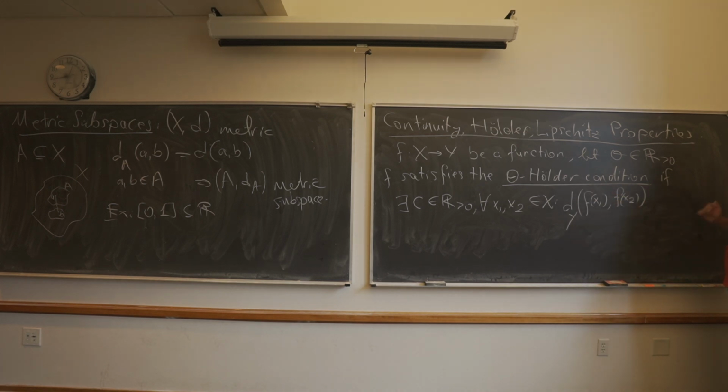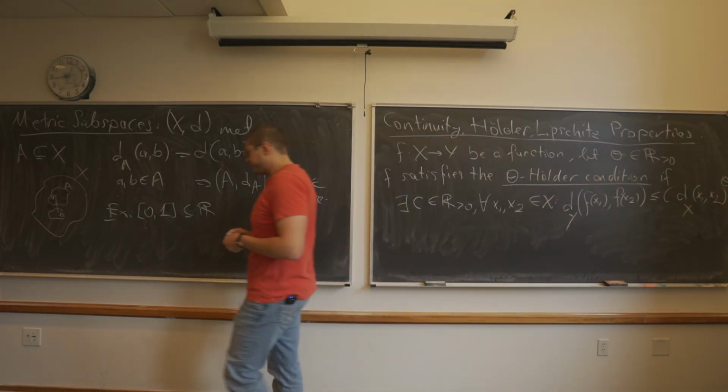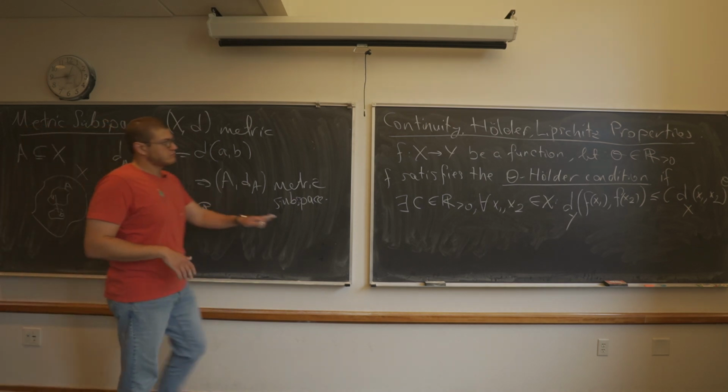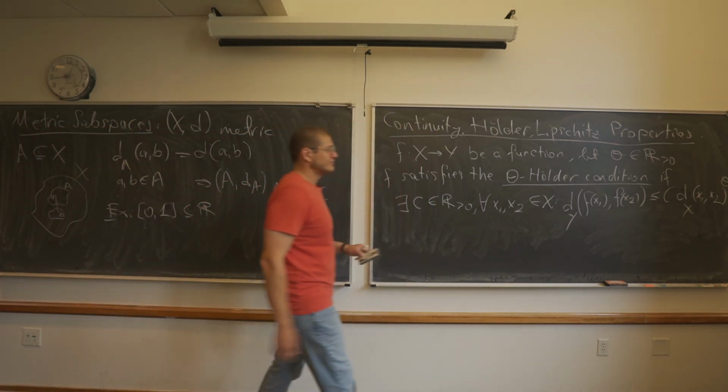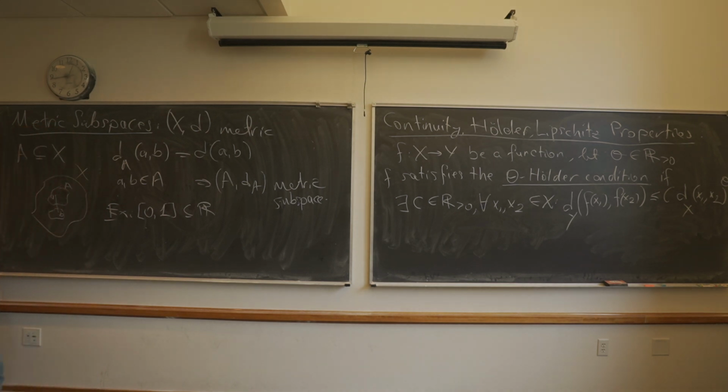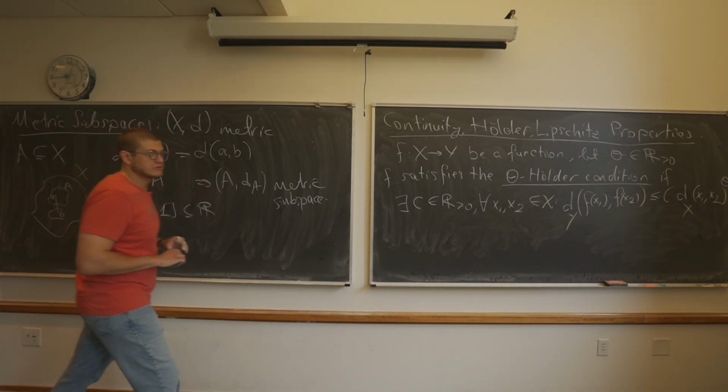So I take 2 points in X, apply f to them. Now I have 2 points in Y. And then I measure the distance between them. I want this to be dominated by C times the original distance between the 2 points, to the power theta. Now when you first see this kind of condition, it looks a little bizarre, and I realize that. After I go through the definitions, I'm going to try to give some intuition as to why this will be useful.